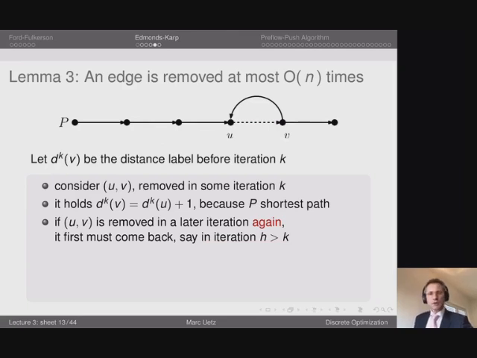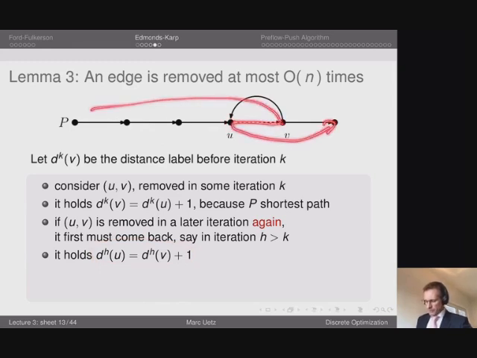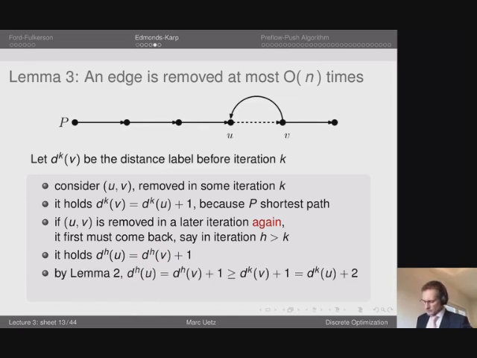And then what do I know by the monotonicity lemma number 2? Well, first of all, it holds that in this iteration h, u is the vertex that appears after v on the augmenting path, right? Like this. And therefore, the distance of u is that of v plus 1. Now we use the monotonicity of the distance label. So the distance in iteration h is at least as large as it has been in earlier iterations, in particular in the earlier iteration number k. So that is what we use here.